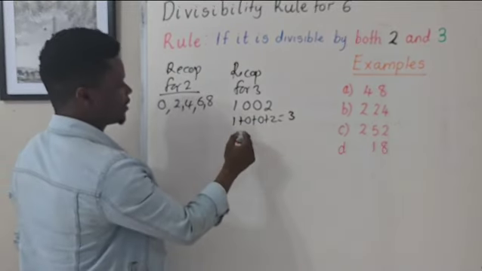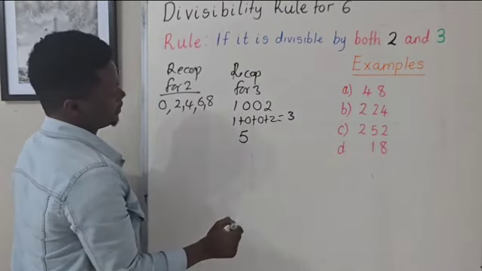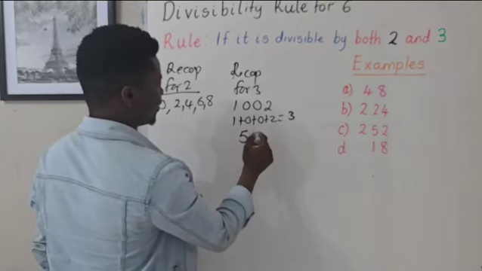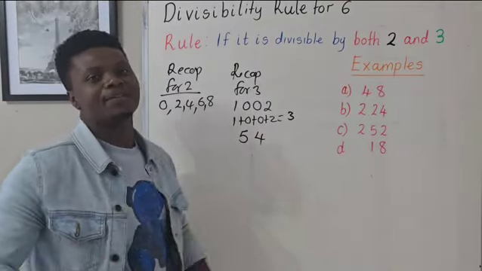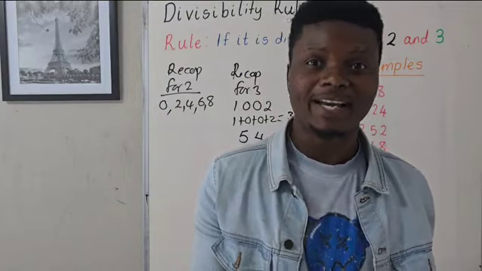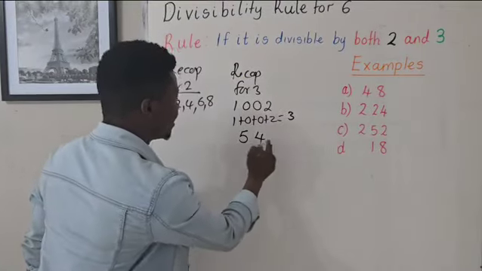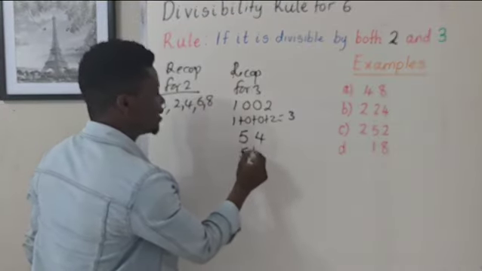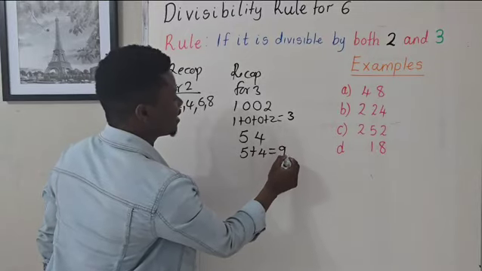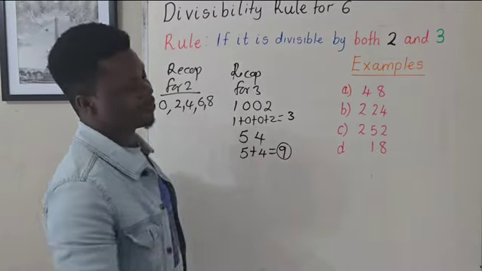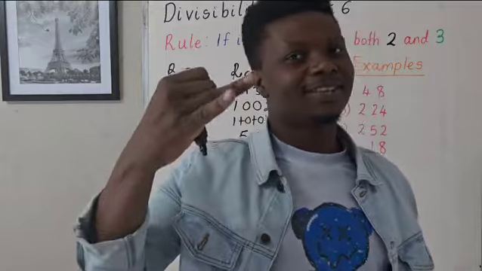How about if I have the number 54? I want to check if this number is divisible by 3. What do you do? You add the individual digits: 5 plus 4 is 9. Is 9 a multiple of 3? Let's count in threes: 3, 6, 9.